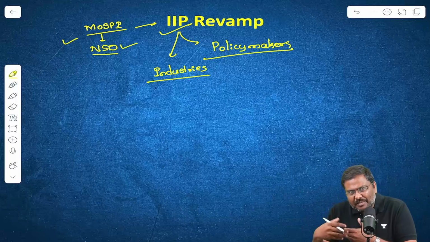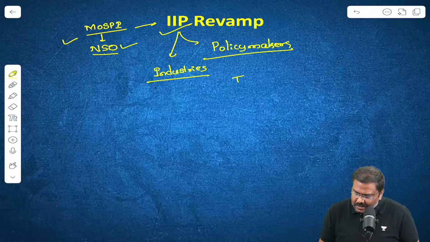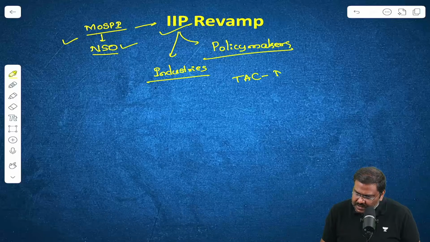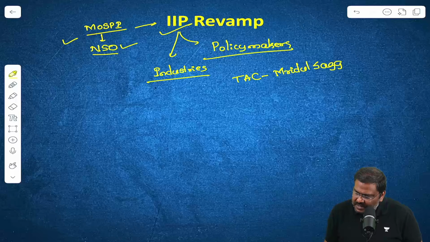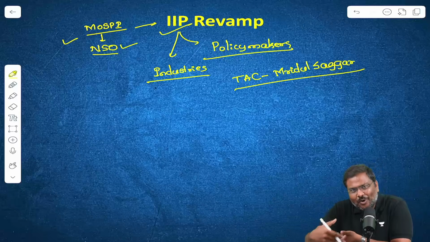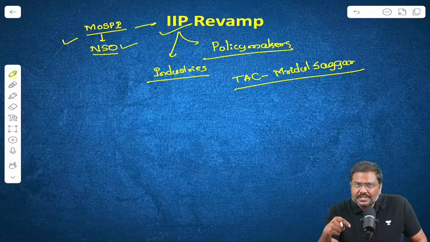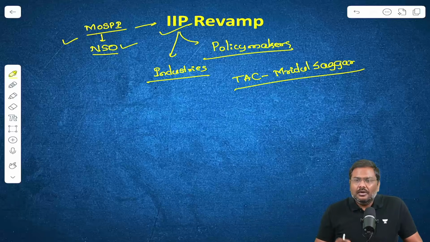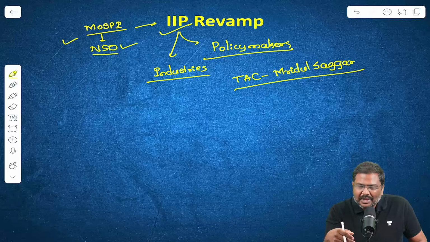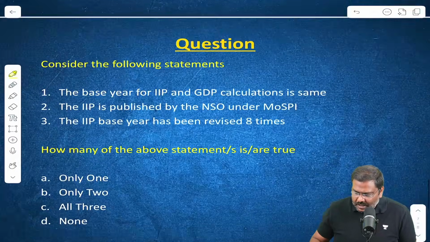And the committee that I've mentioned earlier, that is the Technical Advisory Committee, which was headed by Mr. Mrudul Sagar, has also recommended that right now the deflator that is used is the WPI. We should shift from the WPI being used as a deflator to the output PPI once that becomes operational. So these are the important points.